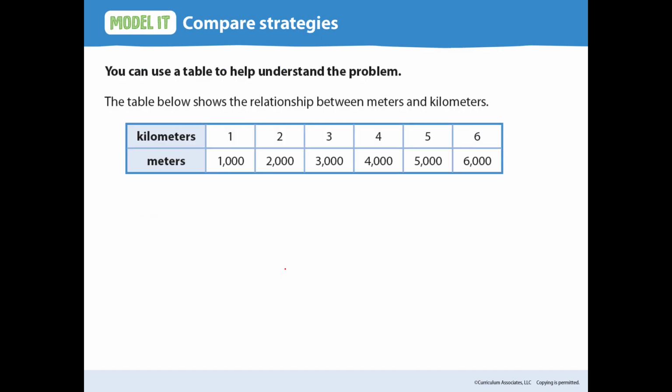All right, we're looking at the model it on page 514. The table shows the relationship between meters and kilometers. 1 kilometer is 1,000 meters, 2 kilometers, 2,000, 3 kilometers, 3,000, and so on.